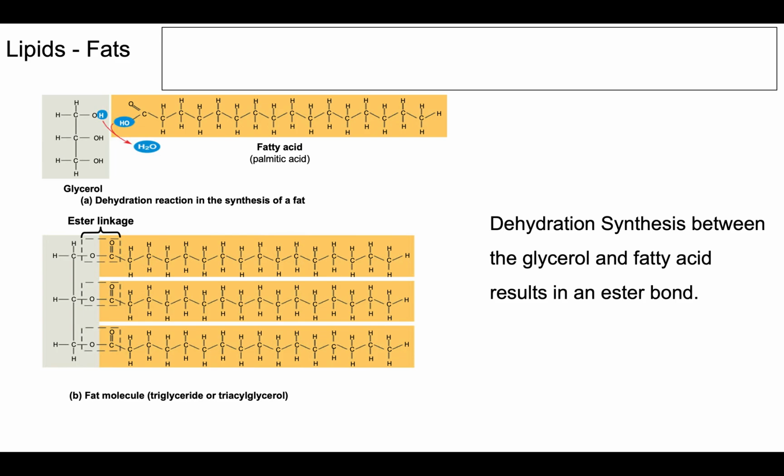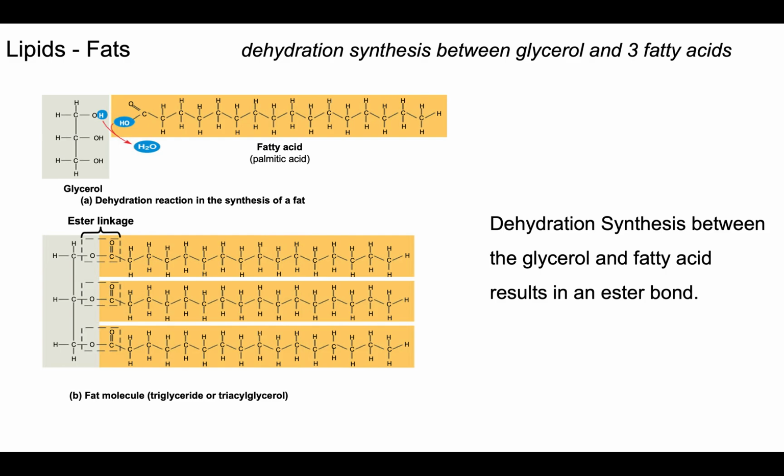Lipids. Fats. Fats consist of a glycerol molecule and 3 fatty acids. The fatty acids are added to the glycerol through a dehydration synthesis process. A hydroxyl group from the glycerol is combined with a hydroxyl group from the fatty acid. Here you can see that the hydrogen is stripped off of the glycerol, the hydroxyl is stripped off of the fatty acid, and a water molecule results. This is called an ester bond.